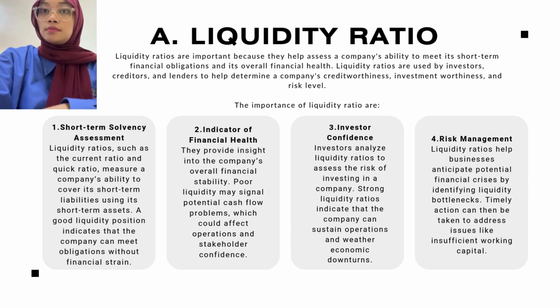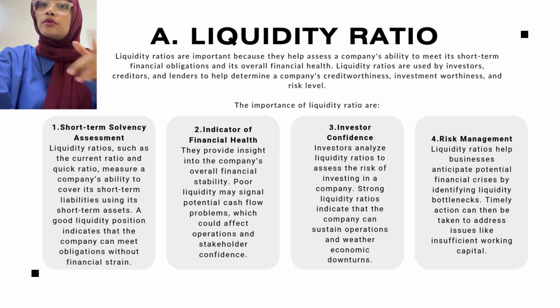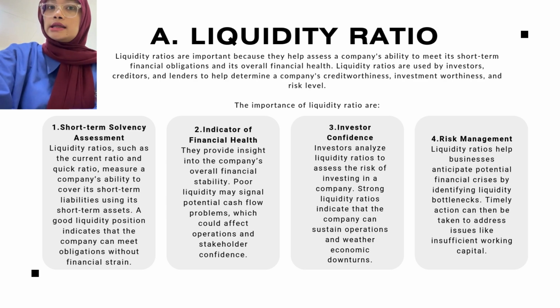The first one is short-term solvency assessment. Liquidity ratios such as the current ratio and quick ratio measure a company's ability to cover its short-term liabilities using its short-term assets. A good liquidity position indicates that the company can meet obligations without financial strain. The second one is indicator of financial health. They provide insight into the company's overall financial stability. Poor liquidity may signal potential cash flow problems which could affect the operation and stakeholder confidence.